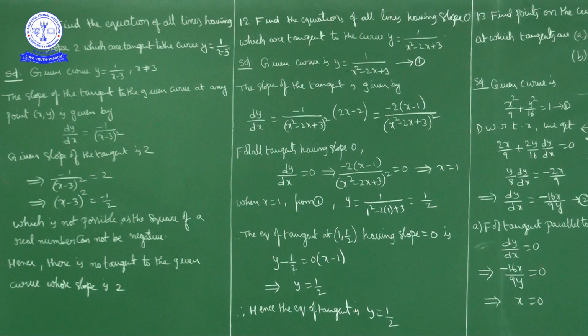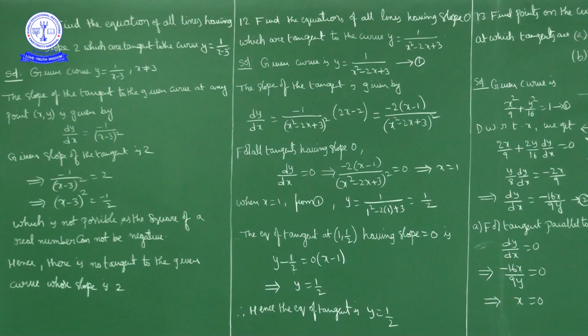Okay, so when x is equal to 1, by substituting x equal to 1 in the given curve, what do we get? y is equal to 1 upon 1 square minus 2 into 1 plus 3. So the y value is 1 by 2. So we have to find the equation of the tangent at the point 1 comma 1 by 2 having slope 0.